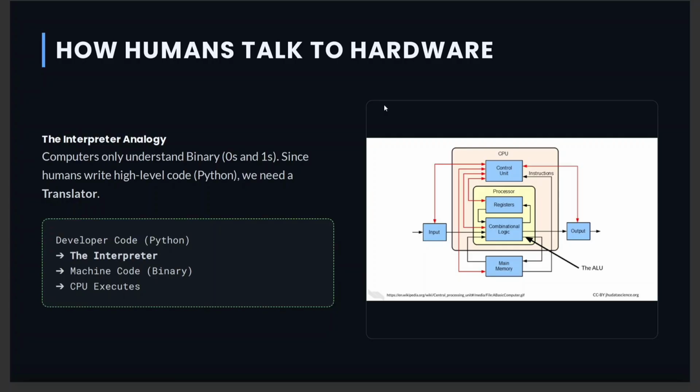Python uses a built-in software tool called an interpreter. The interpreter acts as our live translator. It reads our Python code line by line, translates it instantly into machine language, zeros and ones, and hands it to the computer's processor to execute. This means your only job is to learn the rules of Python. The interpreter handles the hardware communication for you.